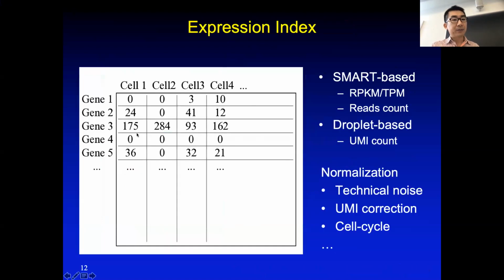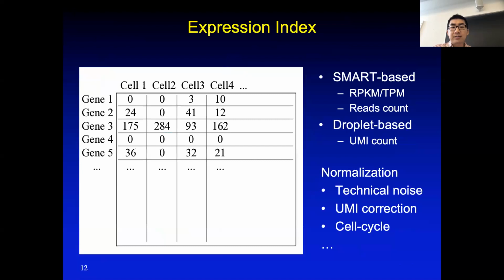And finally, after you clean the cells, you can generate the expression matrix like this, with the rows as the genes and the columns as the cells. For the SMART-based methods, you can use either RPKM or TPM, and also use the read count for this matrix. And for the droplet-based methods, you need to use the unique UMI count as the expression level. And you could possibly do some normalization first. For these UMIs, usually people will do some corrections because there might be some existing sequencing errors on these UMIs.